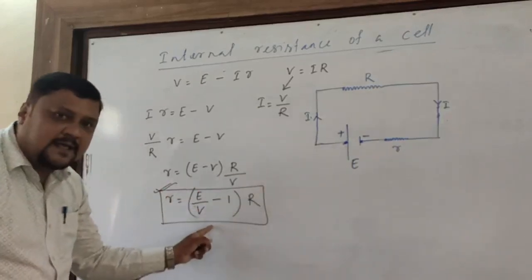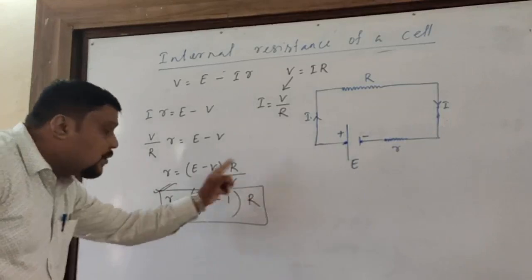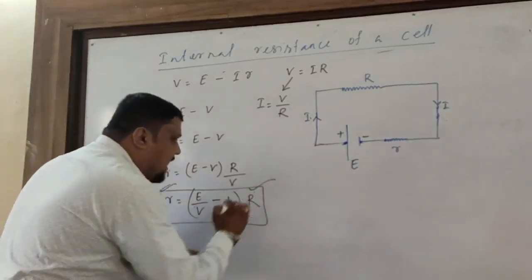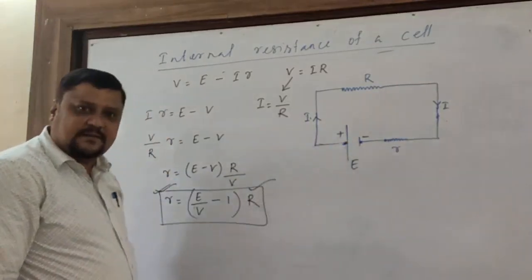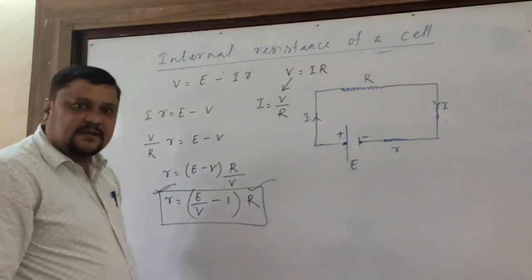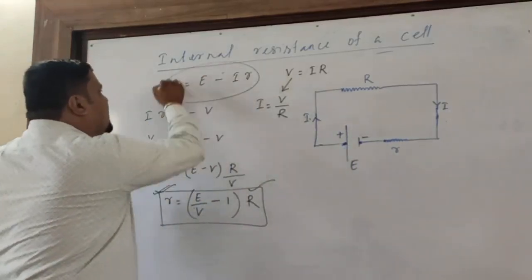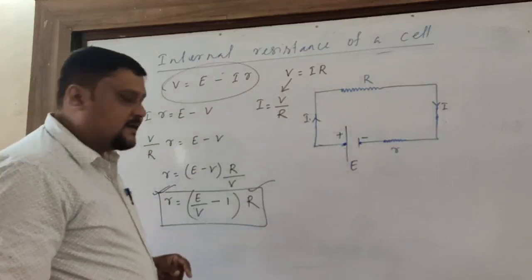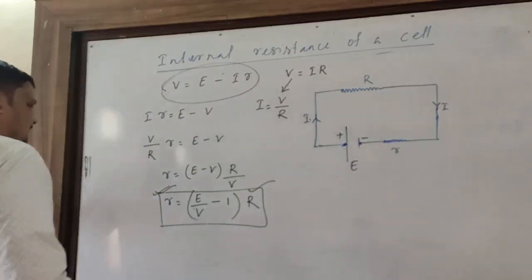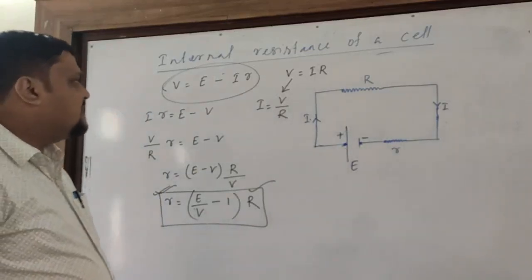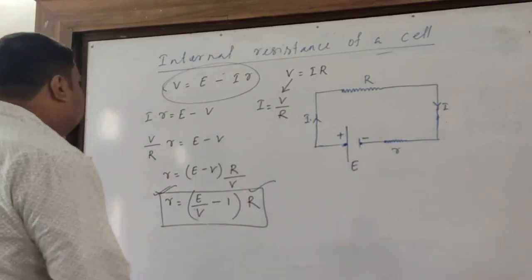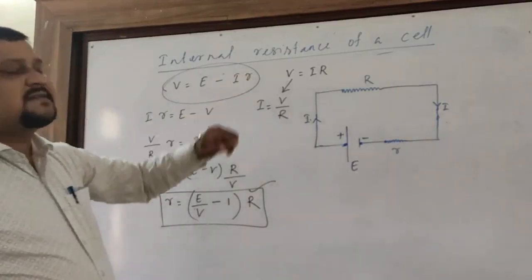We use this formula to find the internal resistance of the cell, and we will read it later in the potentiometer. There we use this formula to find the internal resistance of the cell. To find the EMF of the cell, we use a different formula in our potentiometer experiment. Right? So this is the expression for the internal resistance of the cell. Clear?